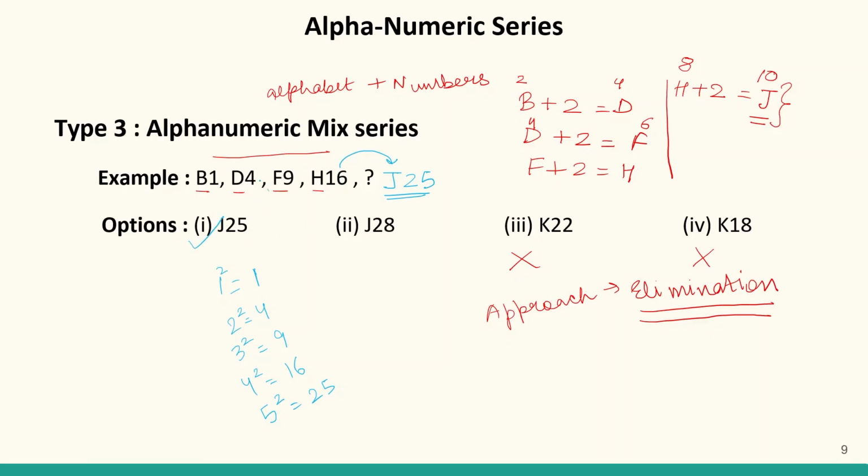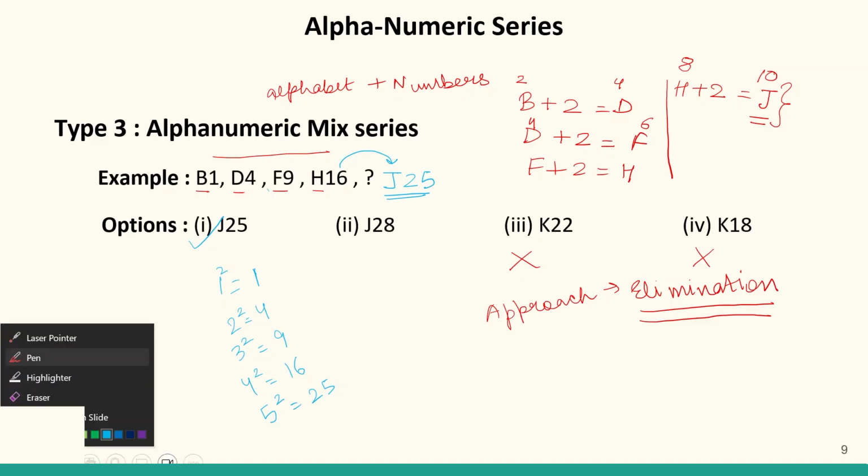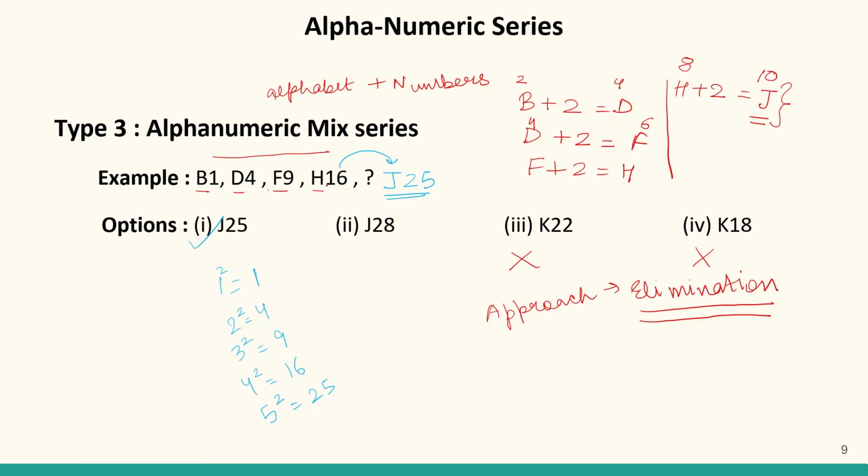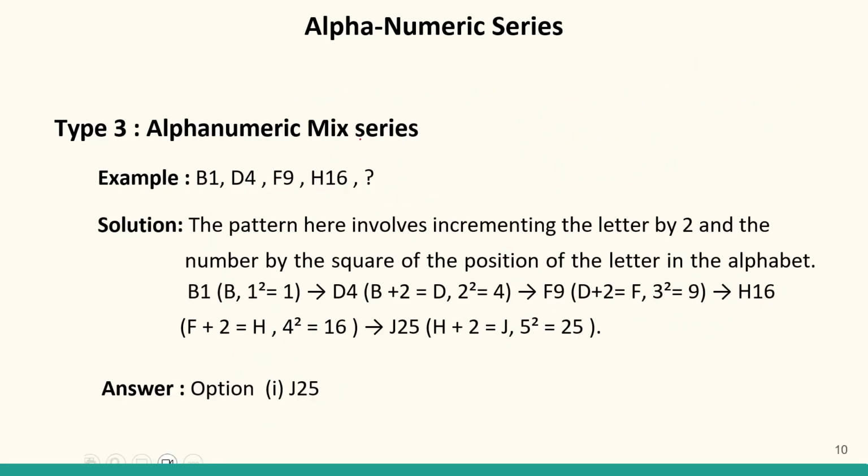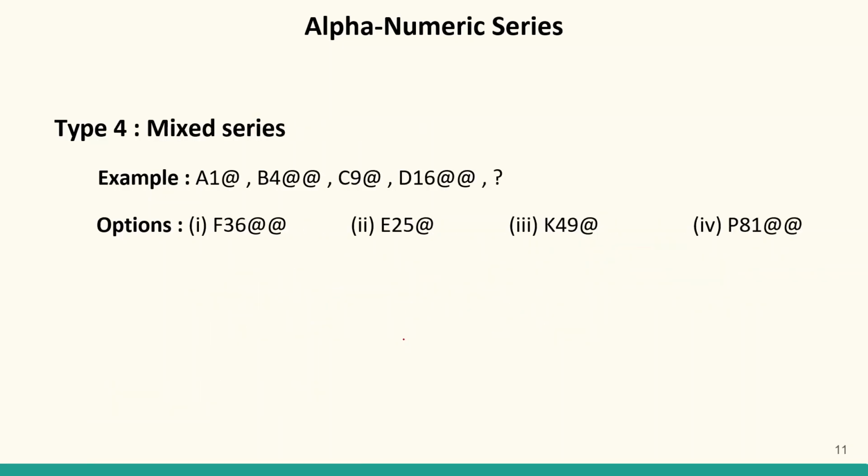That is your answer. J25. So here is the solution. We are incrementing the letter by 2 and we are finding the square of the next number, right?